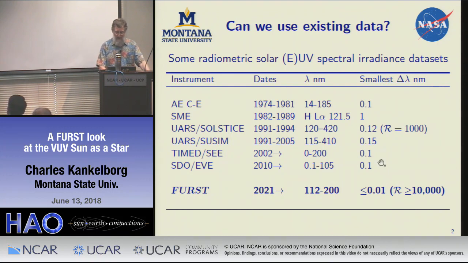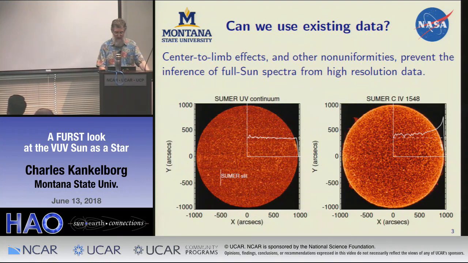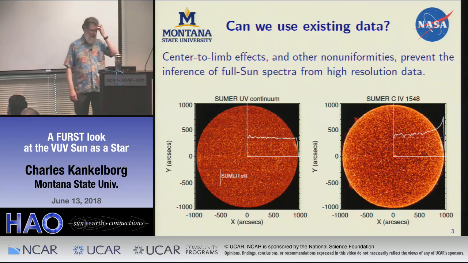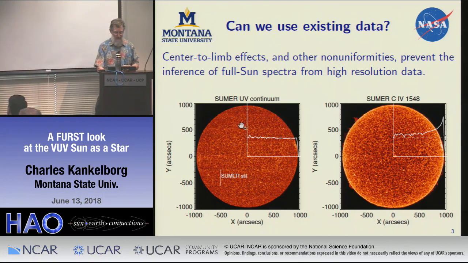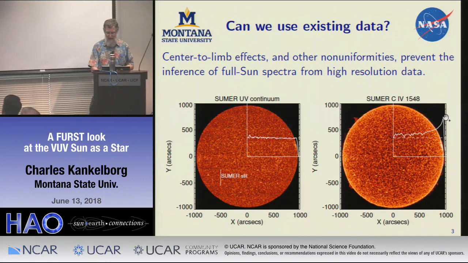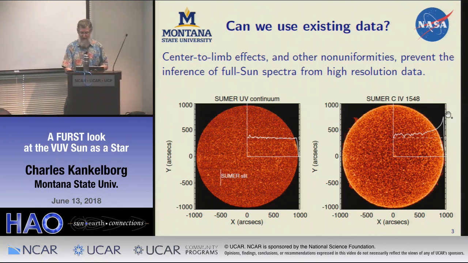You might also wonder about instruments that have very high spatial or high spectral resolution, like SUMER, for instance, or IRIS, on which I'm a co-I. And so we can start to appreciate why this becomes a hard problem by looking at some SUMER data here. Here's a center-to-limb profile of some SUMER UV continuum, and then here's the carbon-4 1548 line. And as many of you already know, you get a lot of limb brightening out of an optically thin line, right? So the center-to-limb profile is not trivial.